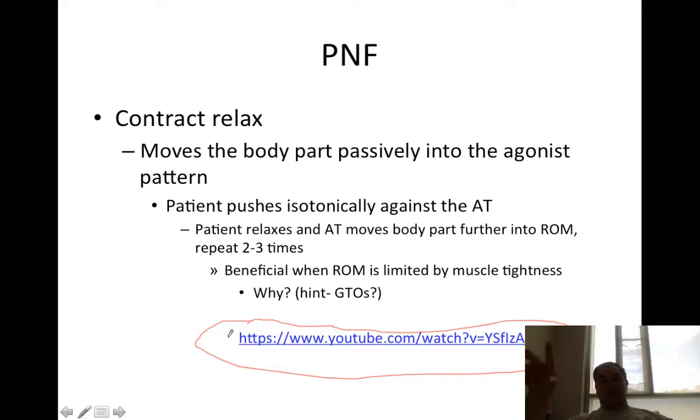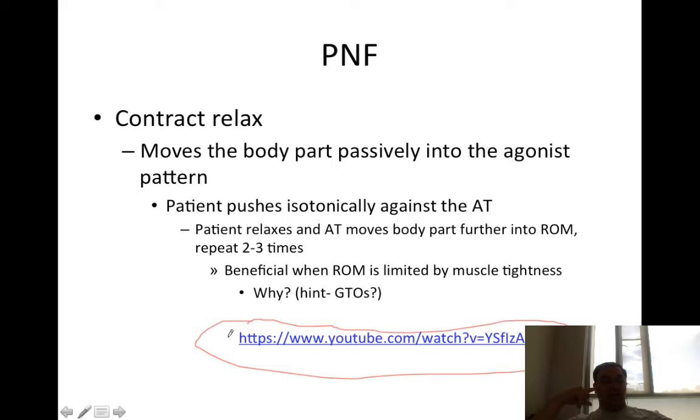Contract, relax is one of the 3 types of PNF that we'll talk about. You move the body part passively into the agonist pattern. The patient pushes isotonically, not isometrically, isotonically, so they move through that range of motion, against the AT, therapist, whatever you want to call yourself, the AT. The patient relaxes. AT moves the body part further in a range of motion. You repeat this 2 to 3 times. This is beneficial when range of motion is limited by muscle tightness.